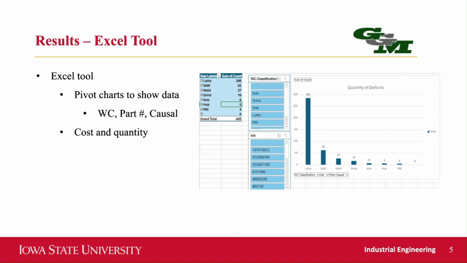The Microsoft Excel tool used data from machine metrics and then manipulated it into pivot charts that showed defect data by quantity and cost. It broke down the work centers, then the part numbers, and then to the main causal. So GGM could easily see which work centers were performing the worst, on what part numbers they were performing the worst, and the main causals for each of their defects.